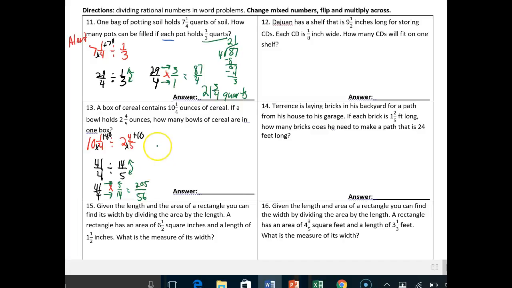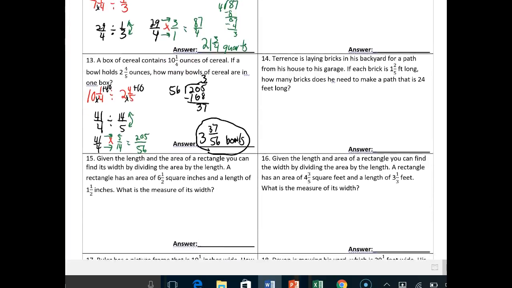All right, so how many times does 56 go into 205 basically is what you're asking yourself. Yes, big numbers, but sometimes math doesn't care if you're afraid of big numbers. So 56 goes into 205, we'll say 3 times. So 3 times 56 should give us 168. And then 205 minus 168 should give you 37. So your answer is 3 and 37 over 56. Kind of ugly, but that's how it goes. And the answer is bowls, right? So you can get 3 bowls out of that 10 1/4 ounce box of cereal.